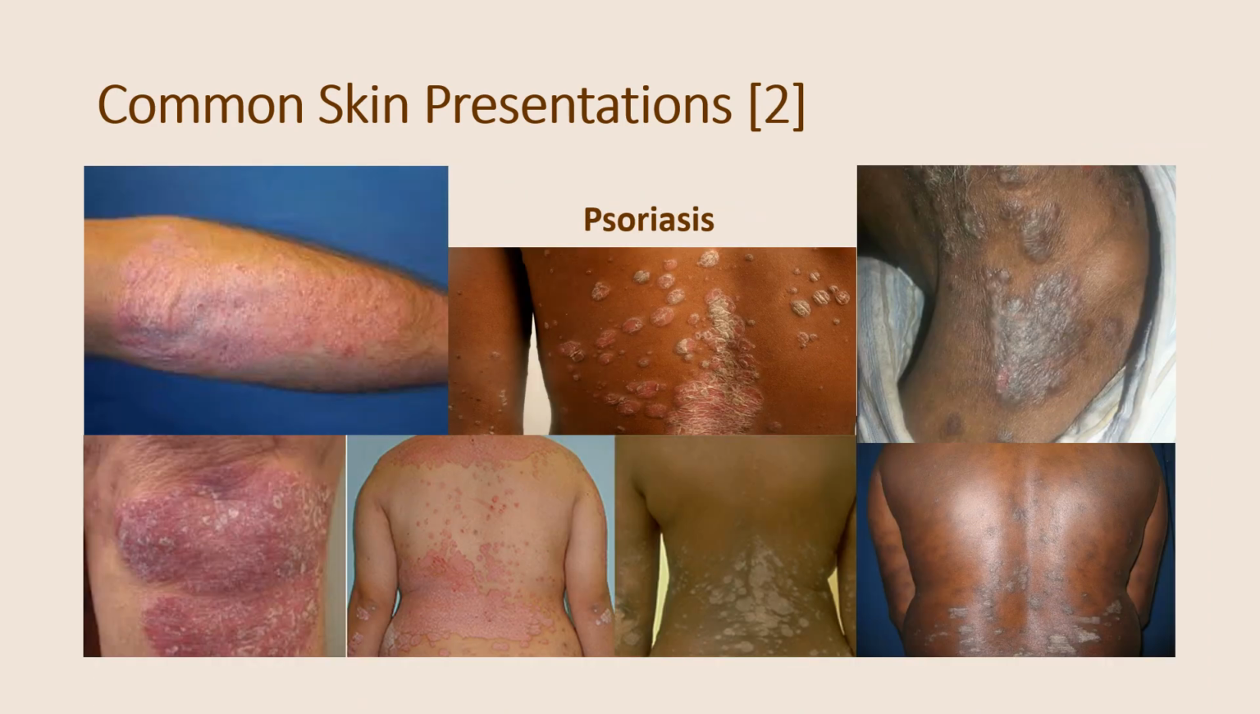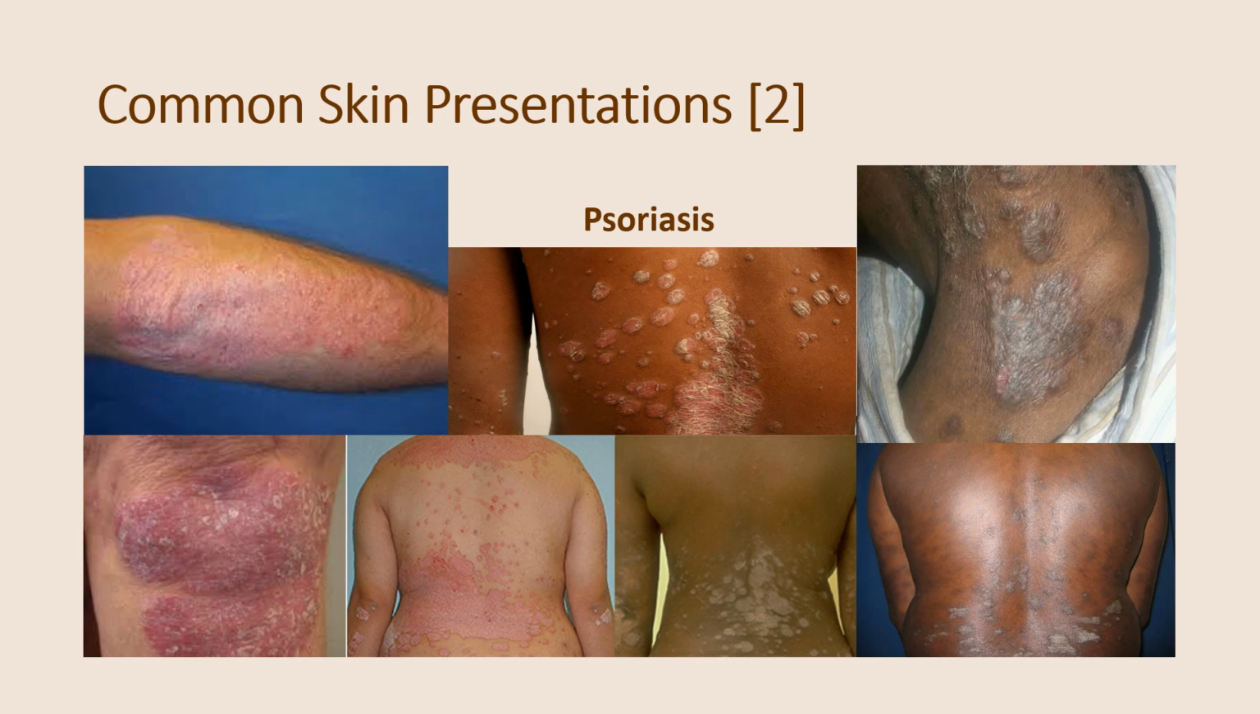This slide shows psoriasis in both lighter and darker skin types. On the left, you can see the classical salmon pink plaques with scale that are described in dermatology textbooks. However, in contrast, on the right-hand side, you can see that psoriasis can look somewhat different in darker skin.